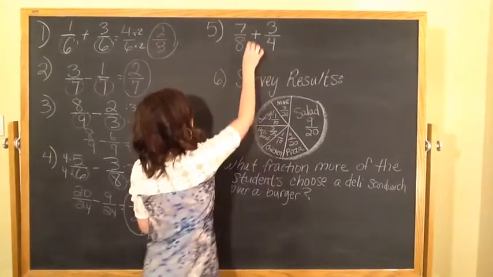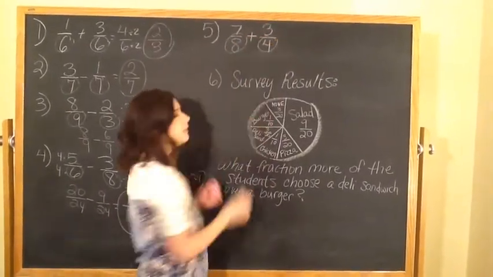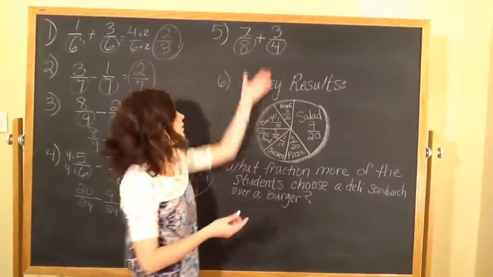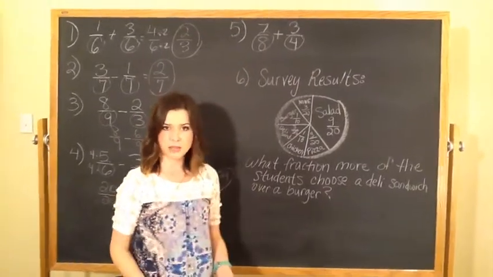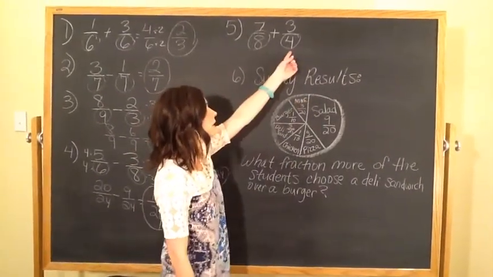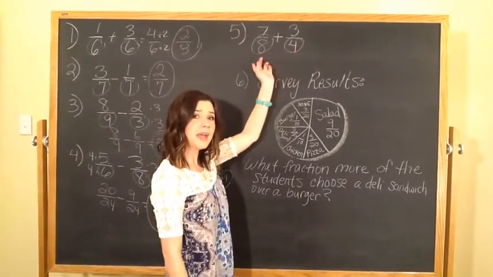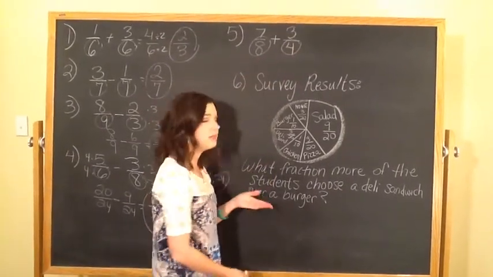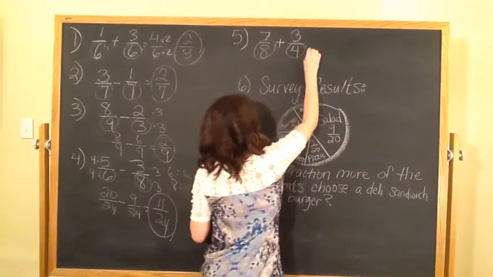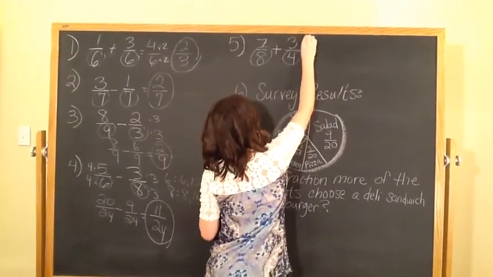So my first thing I'm going to do is look at my denominators. I realize that they're not the same, so these are unlike fractions, but I want to make them like fractions. So I'm going to look at my smallest denominator, which is 4. Does 4 times something give you 8? Yes, 4 times 2. So I only have to work with one fraction here. So I'm going to go ahead and multiply by 2, multiply by 2.